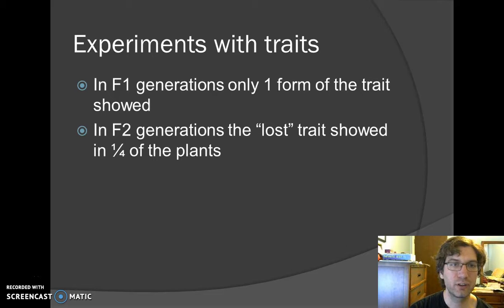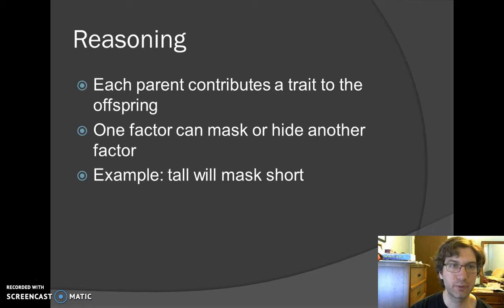So the F1 generation is only going to show one trait. Only the tall trait showed. In the F2 generation, that lost trait showed up 1/4 of the time in the plants. The reasoning behind this is that each parent is going to contribute a trait to the offspring. So you're going to get one factor from the mother, one factor from the father, and whichever one is dominant is going to mask the recessive. So in this case, tall is going to mask short.